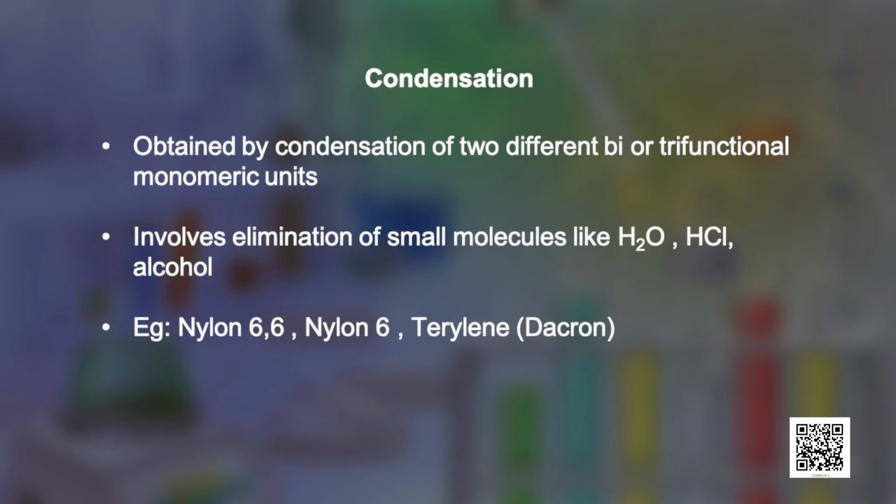While in the case of condensation polymers, the polymers are formed by repeated condensation reactions between 2 different bi or trifunctional monomeric units. In these polymerization reactions, the elimination of small molecules such as water, alcohol, hydrogen chloride takes place. Very common examples of this category are nylon 6,6, nylon 6 and terylene. You all must be wondering why there are 2 different forms of nylon, nylon 6,6 and nylon 6. We will be exploring this in our subsequent discussions.